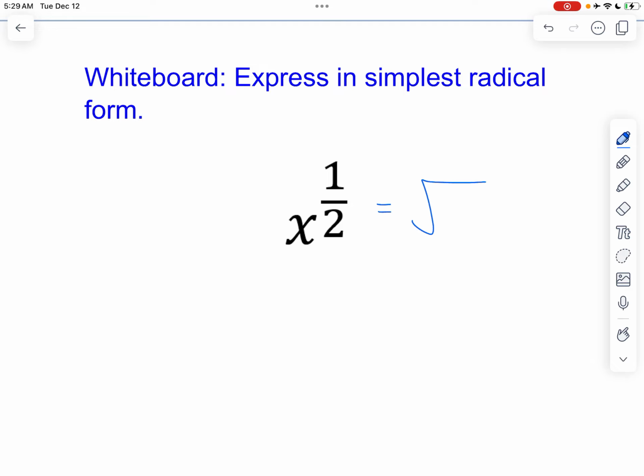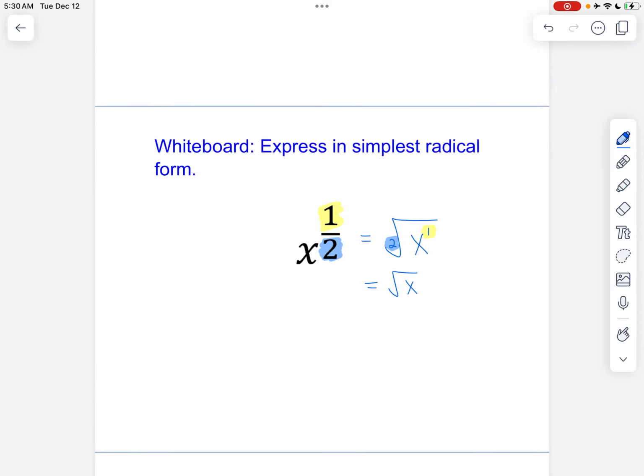And it should be just the square root of x, right? The index number would be a 2. This exponent would be a 1. It's always going to be power over root. The numerator of the fractional exponent is the power under the radical, and the denominator would be the root. And for this one, again, you could just simply write the square root of x because the 2 is implied and the 1 is implied.